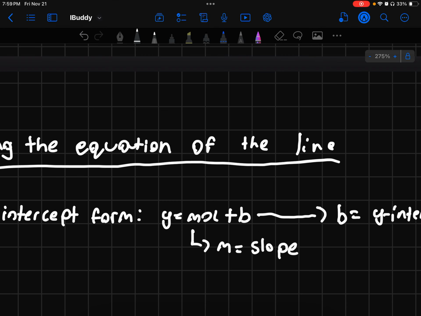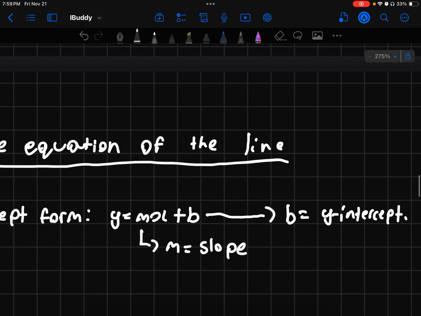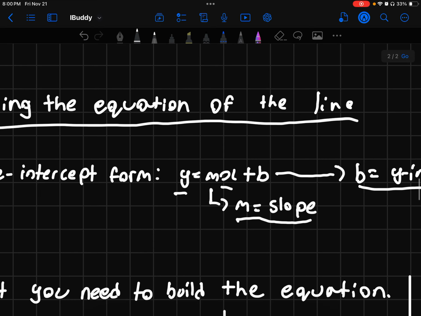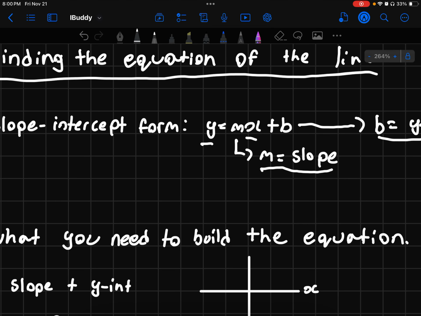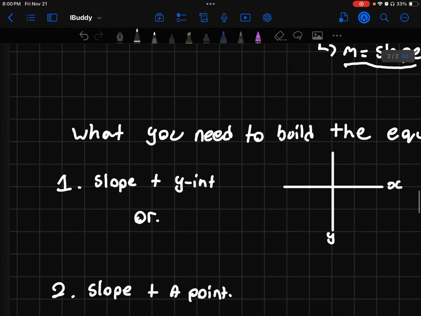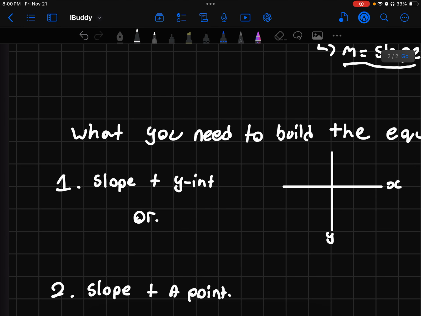So its form is y equals mx plus b, where m is the slope and b is the y-intercept. So y and x, you can input coordinates into them, but you just need to fill in the m and b to complete the slope-intercept form. So what you need to build the equation, there's a few different cases. You can have a slope and a y-intercept.